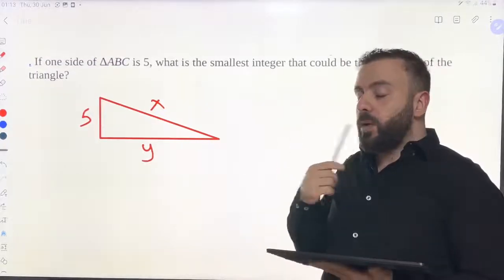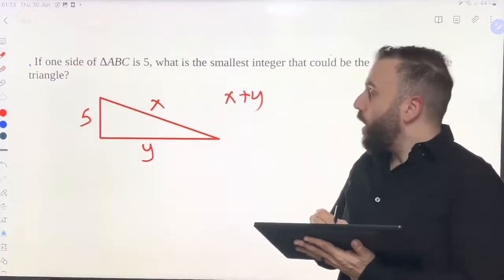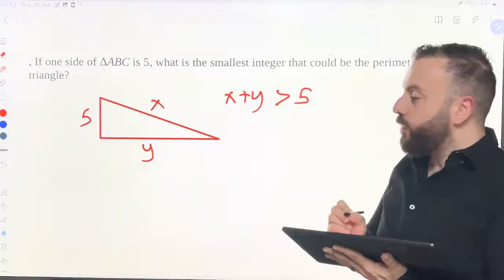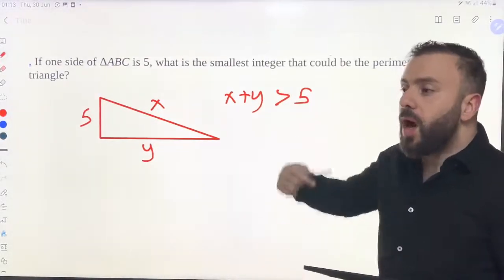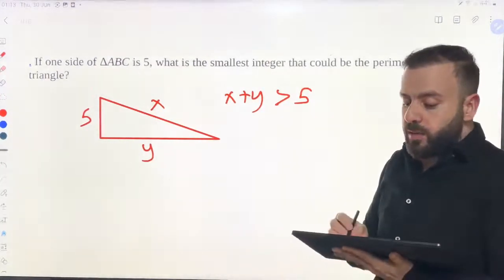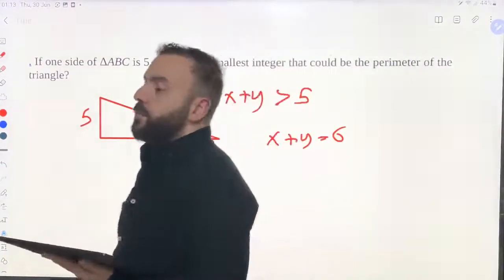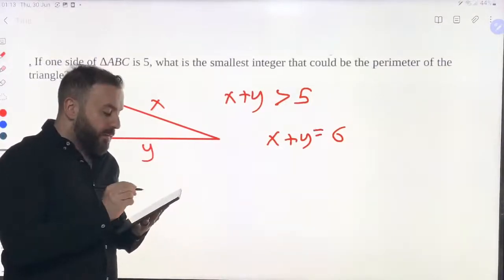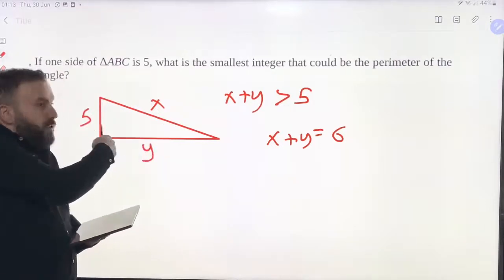I know that x plus y should be greater than how much? 5, right? X plus y is greater than 5. So what's the smallest integer after 5? Think. It's 6, right? So x plus y, let's say, is equal to 6. So in this case, both of them together equal 6, and this side is 5.